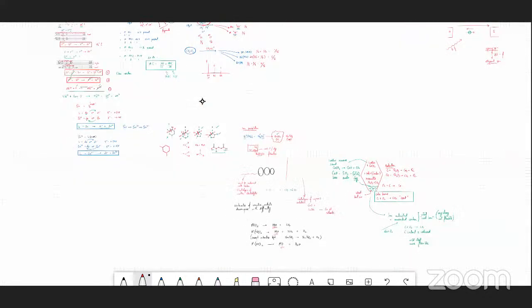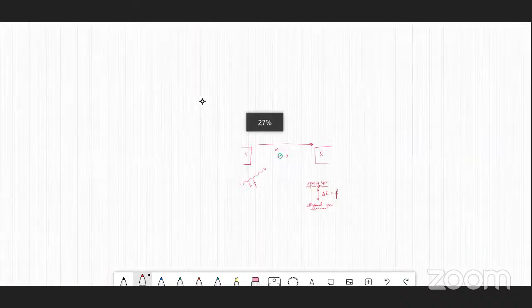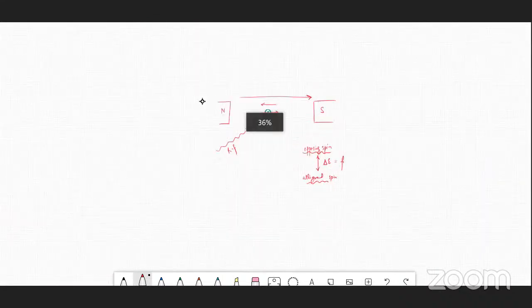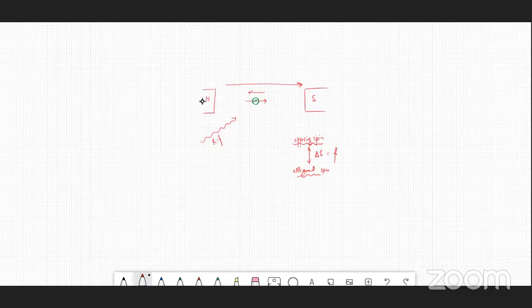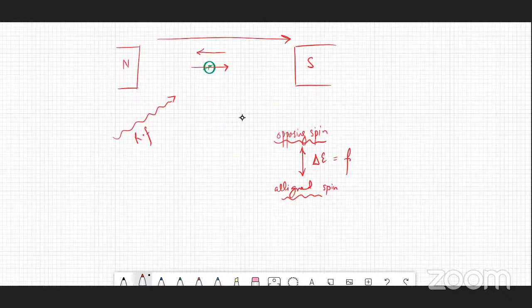You can't... Okay, it's 1 second. Okay, so it's not going to absorb any random frequency. It's going to absorb a very specific frequency. Let's call that F naught. Okay? And that's resonance.